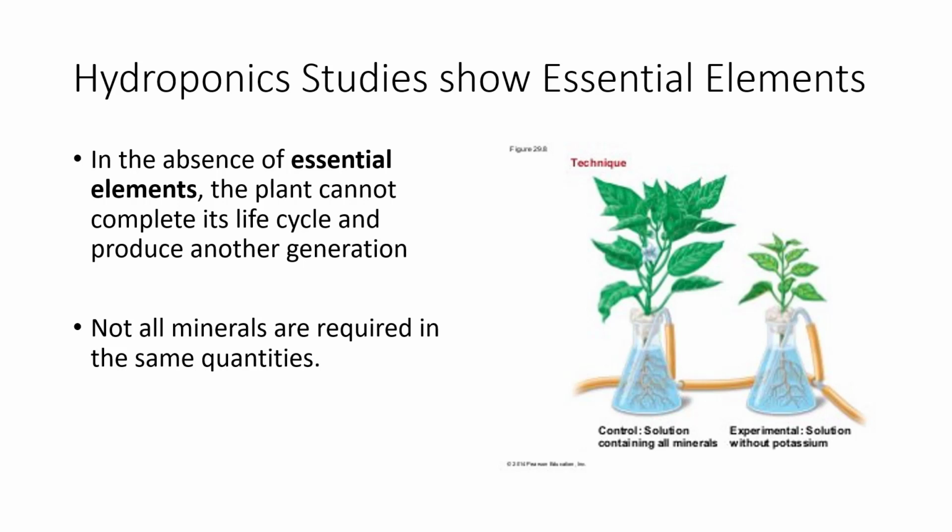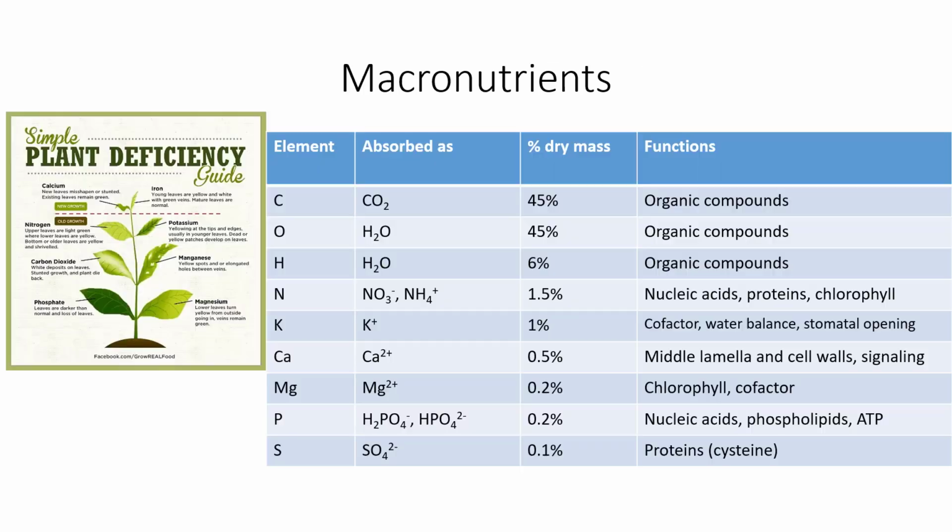Essential elements are anything the plant needs to complete its life cycle and produce another generation. So if there's something that allows a plant to grow quite well, but in the absence of this nutrient, it cannot flower, well, then that is an essential element. And it is notable that not all minerals are acquired in the same quantities. There are macronutrients and micronutrients.